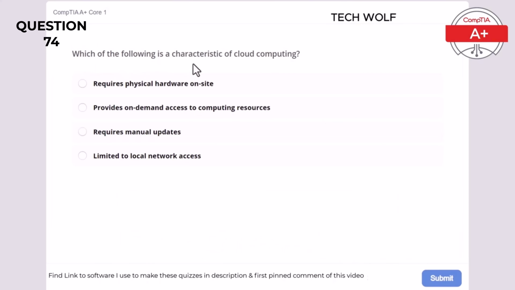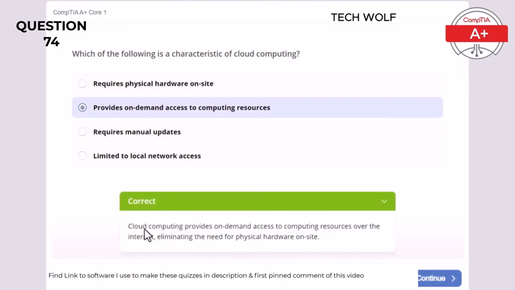Which of the following is a characteristic of cloud computing? Requires physical hardware on site, provides on-demand access to computing resources, requires manual updates, or limited to local network access. And here the correct answer is provides on-demand access to computing resources, as cloud computing provides on-demand access to computing resources over the internet, eliminating the need for physical hardware on site.